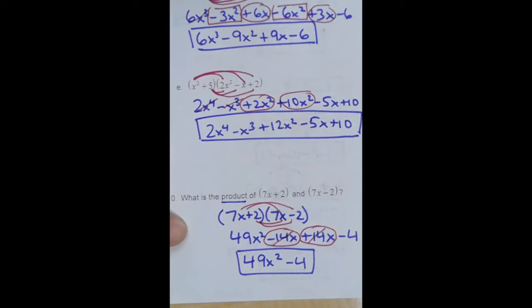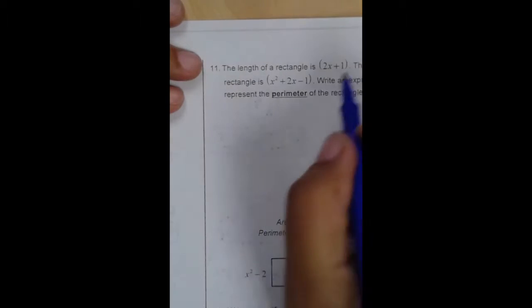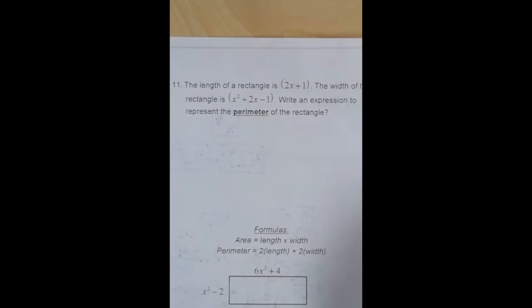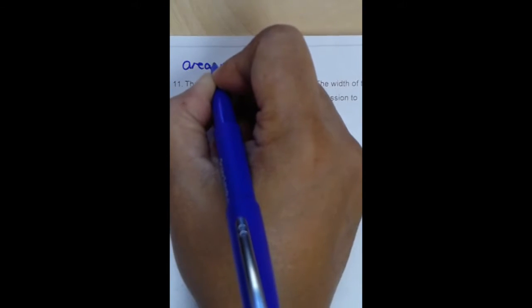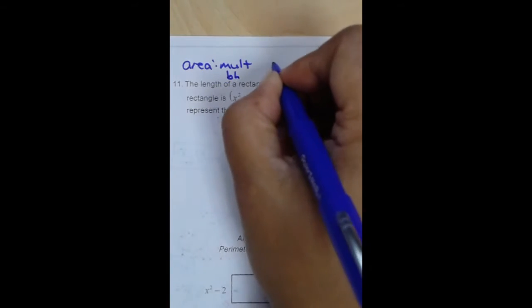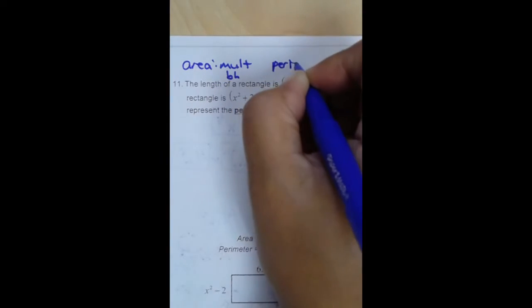Okay, last column. So remember that we spoke about two different things. We spoke about perimeter and we spoke about area for rectangles. So remember that area, you multiply base times height. And for perimeter, you add all the sides.